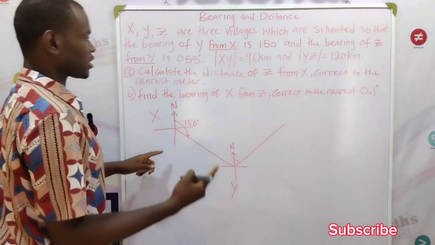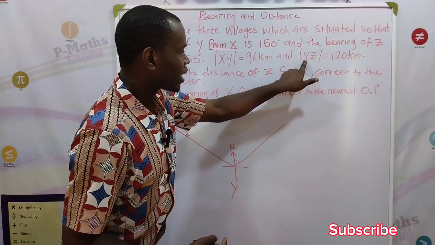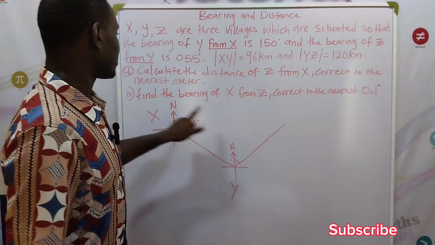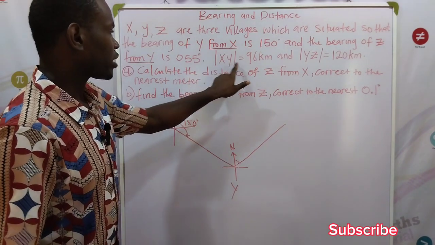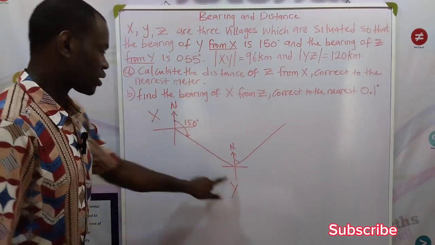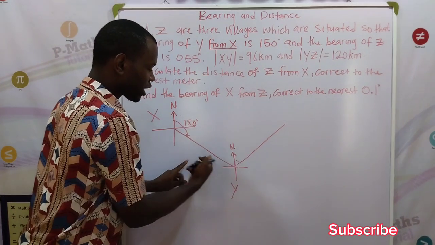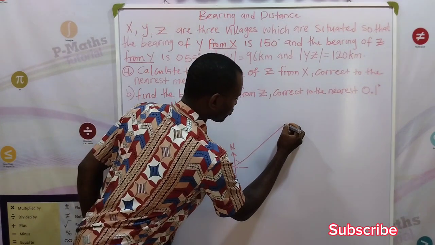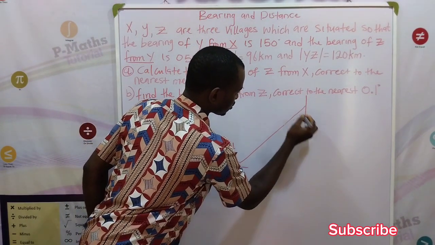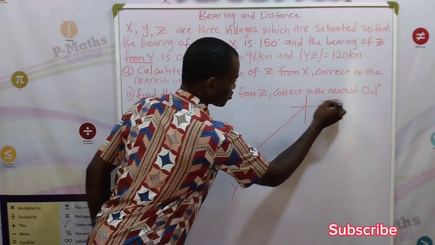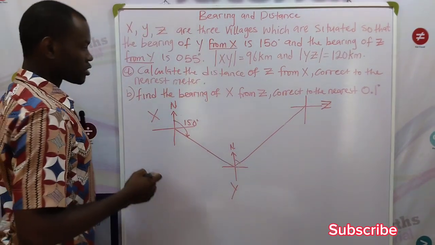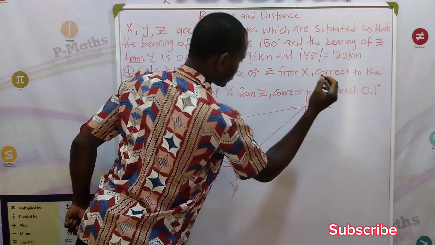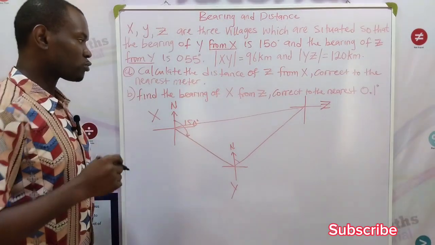Now let's check the distances. YZ is 120 kilometers. This is YZ. And XY is 96 kilometers. This is XY. So this line will be longer than this line since here is 120. So I'll take it up a little more. All right. Okay, so this becomes my Z. So we can complete the diagram to form a triangle so that we'll be able to solve.